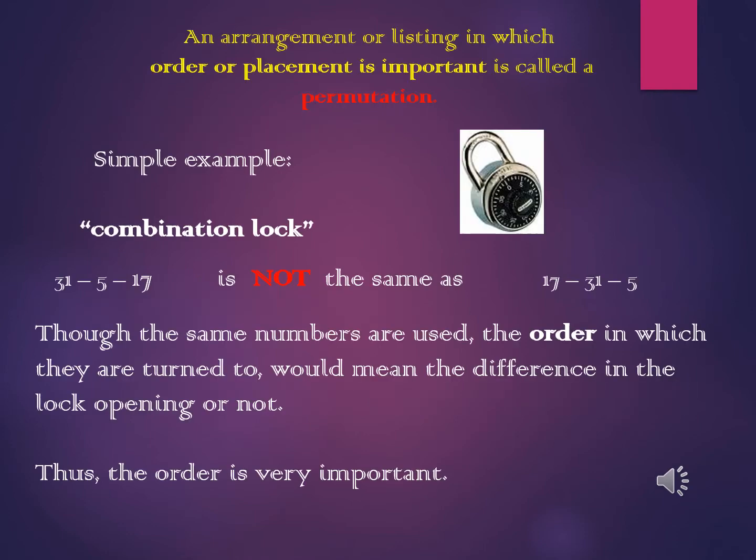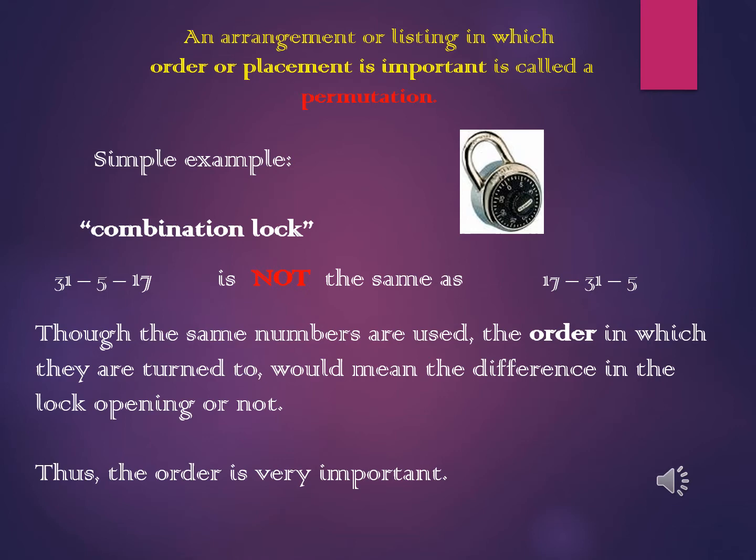An arrangement or listing in which order or placement is important is called a permutation. Yes, order does matter. How? A simple example: a combination lock. Have you seen a lock with a number combination? Let's suppose you have a number lock, which in Western countries they call a combination lock. Let's suppose we have a number lock and the number is 31, 5, 17. Only if you put 31, 5, 17 in that order, the lock will open.